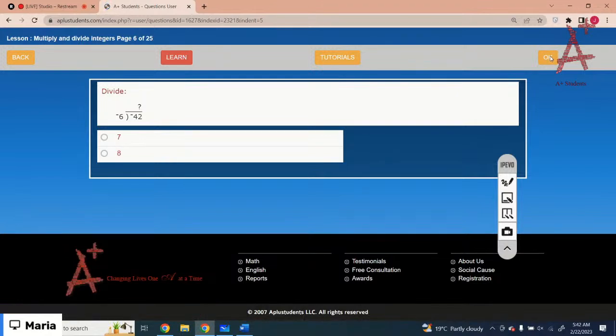Okay, the next one is negative 42 divided by negative 6. So which is the correct option? Both the numbers are negative, so the answer must be positive. 6 times 7 is 42, not 8. 6 times 8 is 48. So the correct option is 7.